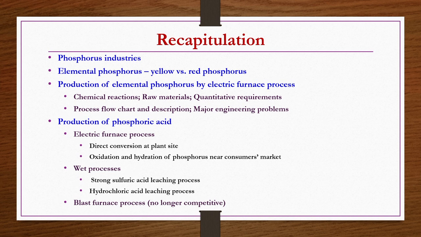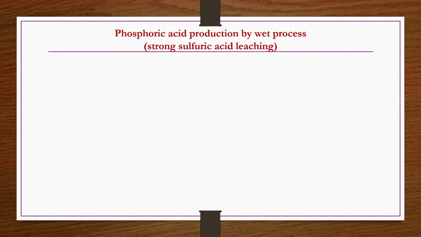So, for the production of phosphoric acid, in the previous lecture we discussed the electric furnace process, under which both direct conversion as well as the oxidation and hydration of phosphorus near the consumer's market we have already seen. In today's lecture, we are going to discuss production of phosphoric acid using wet processes. We start with the strong sulfuric acid leaching process.